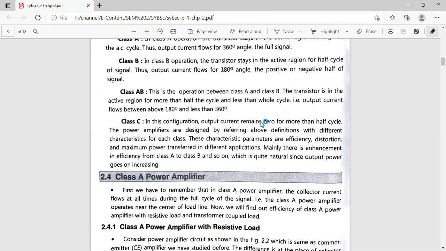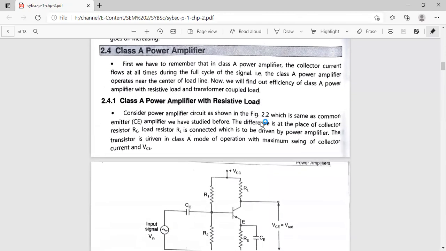And the last type of classification is class C amplifier. In this configuration, output current remains zero for more than half cycle. The power amplifiers are designed by referring to the above definitions. We are going to use this classification for the power amplifiers. So without wasting time, we will start with the class A power amplifier.